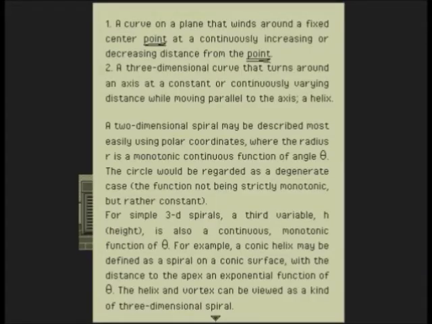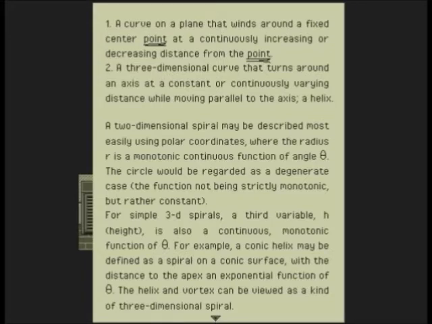A curve on a plane that winds around a fixed center point at a continuously increasing or decreasing distance from the point. 2. A three-dimensional curve that turns around an axis at a constant or continuously varying distance while moving parallel to the axis, a helix. A two-dimensional spiral may be described most easily by polar coordinates, where the radius r is a monotonic continuous function of angle.